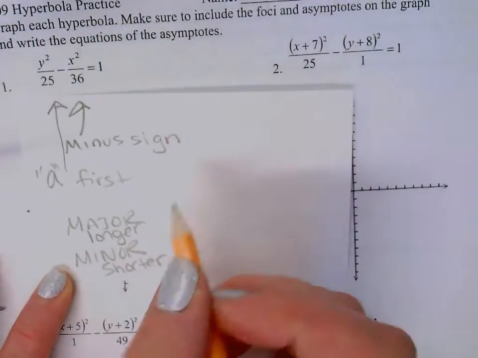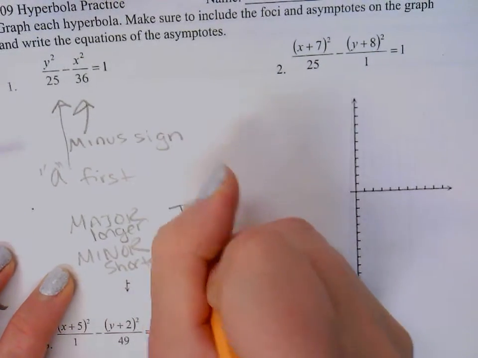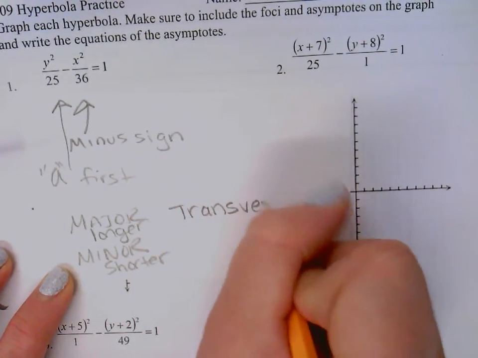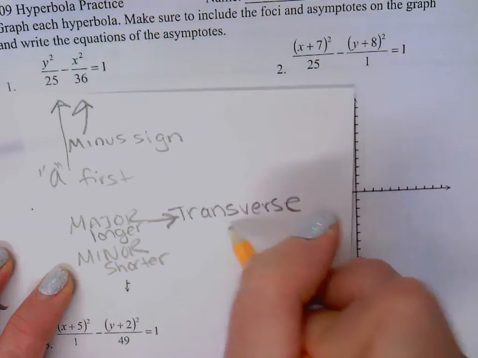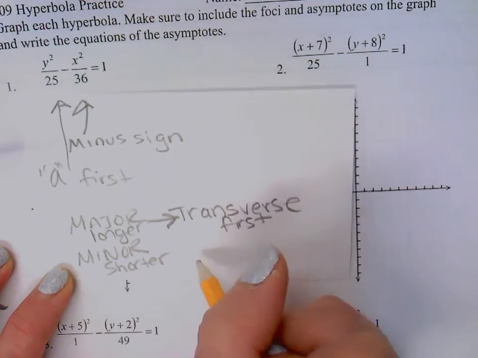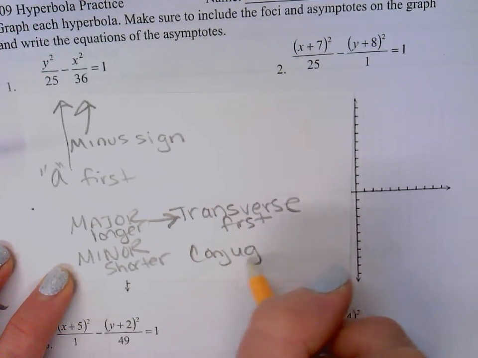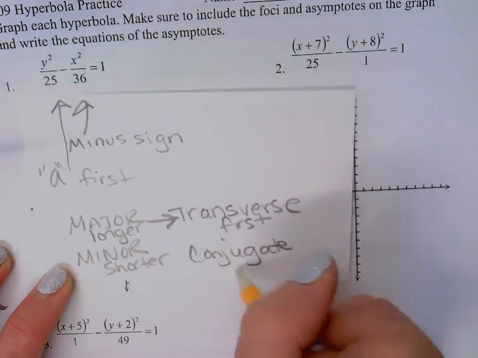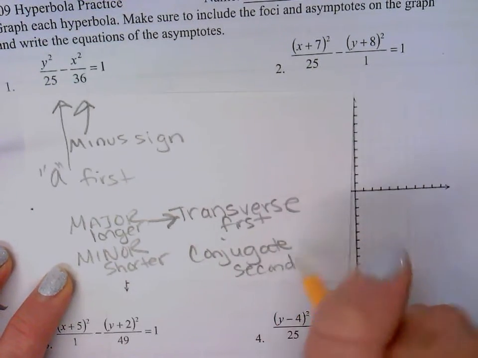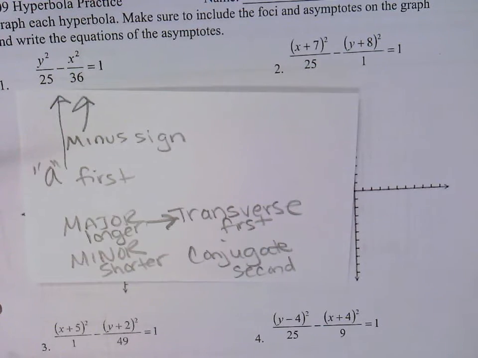For a hyperbola, I don't think I mentioned conjugate yesterday, but transverse is just whichever one comes first. The other name is conjugate. I'm not going to test you on the word conjugate, but that's whatever axis comes second in the equation. So major and minor become transverse and conjugate.